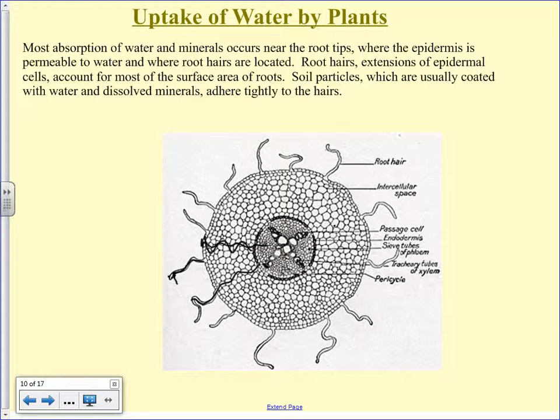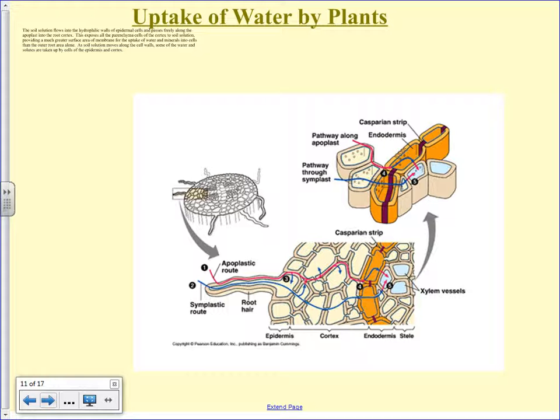The other process is that it travels in between all the cells. That's a lot faster because it doesn't have to travel through the membranes. It can travel between them and get there more quickly. We call those the symplastic and apoplastic routes. The apoplastic route is the fast one, which travels between the cells and gets into the xylem. The symplastic route travels through the cells, their membranes and their walls.